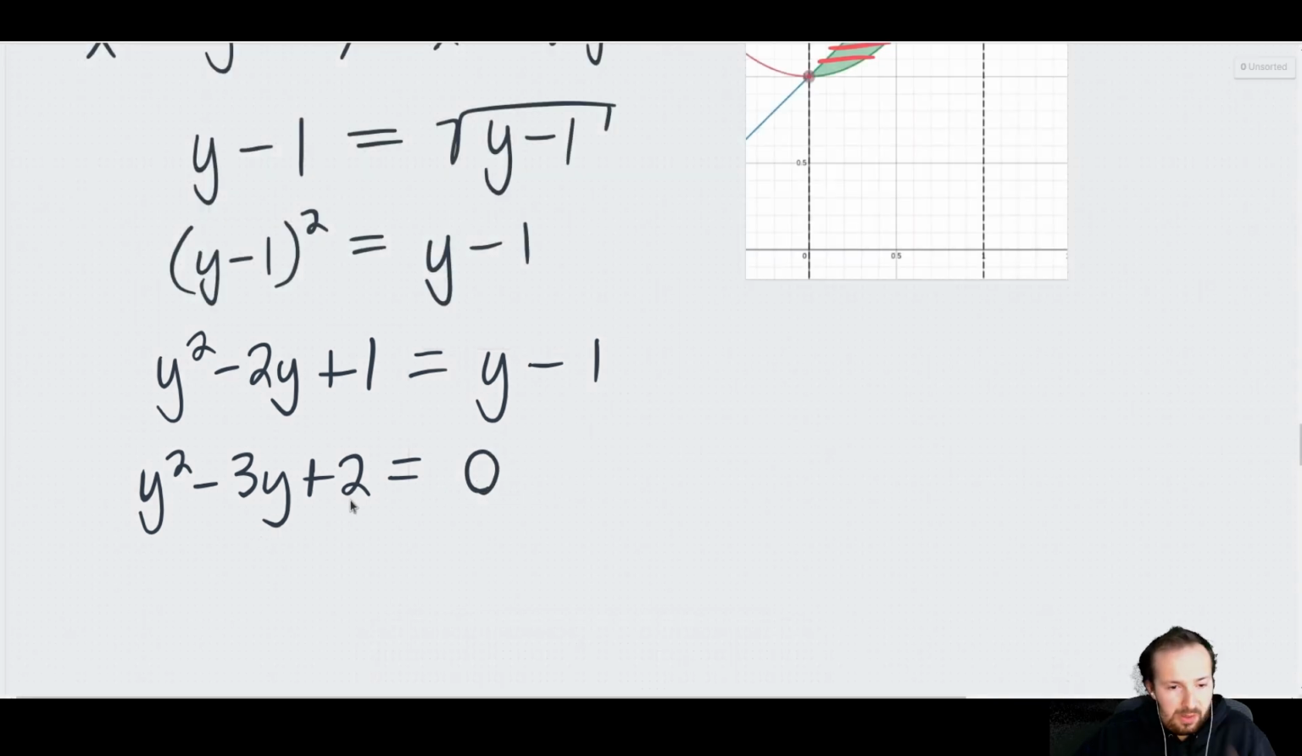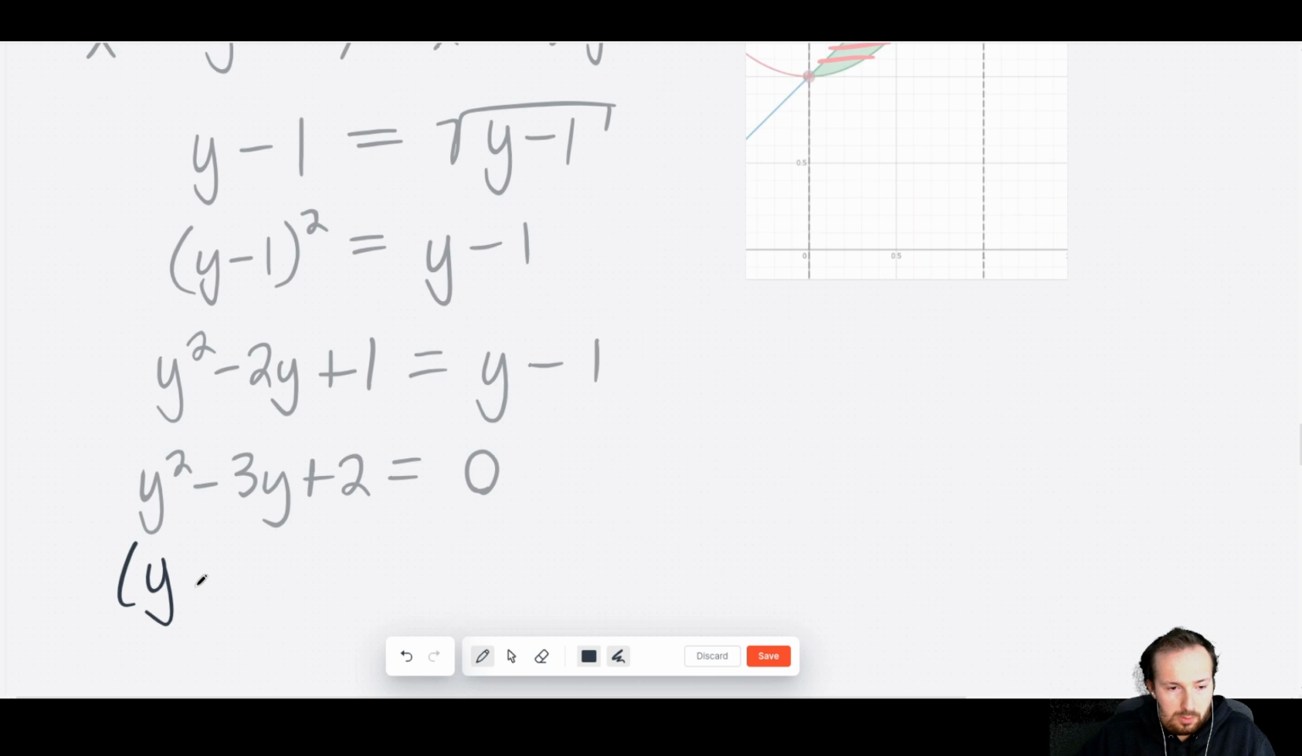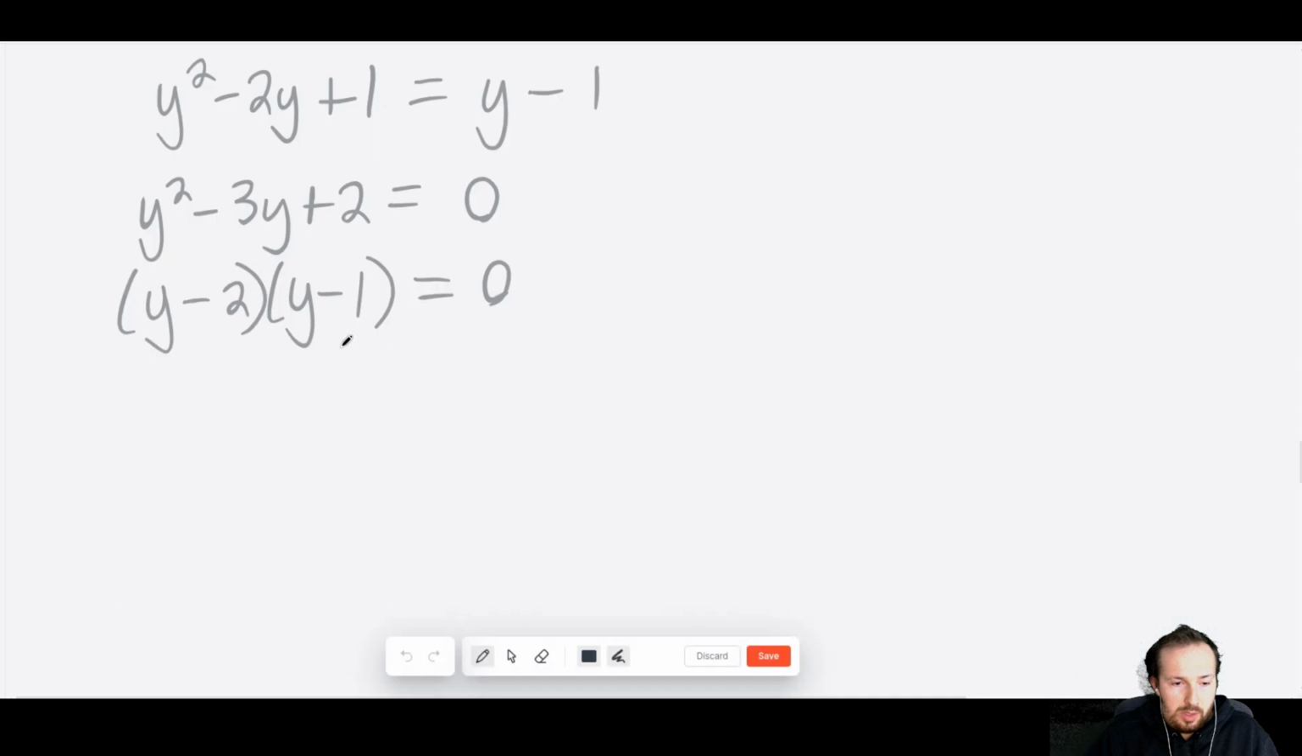So there you go. Now we need to factor. What do we get? We get y minus 2, and then y minus 1 equals 0. So we get y equals 1, y equals 2.